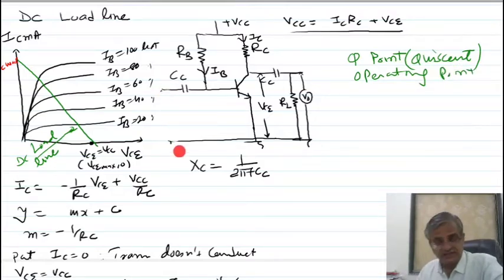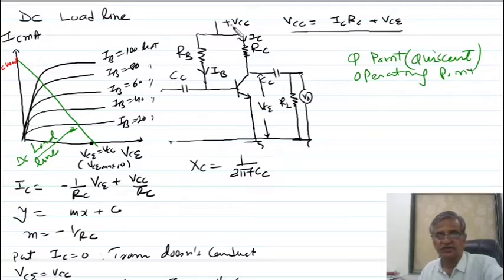When the AC signal is not given, how much collector current is flowing? What is the collector emitter voltage? Such information you get from the Q point. The Q point is the point on a DC load line which specifies the DC value of the collector current and the DC value of the collector emitter voltage for a given value of VCC and IB.